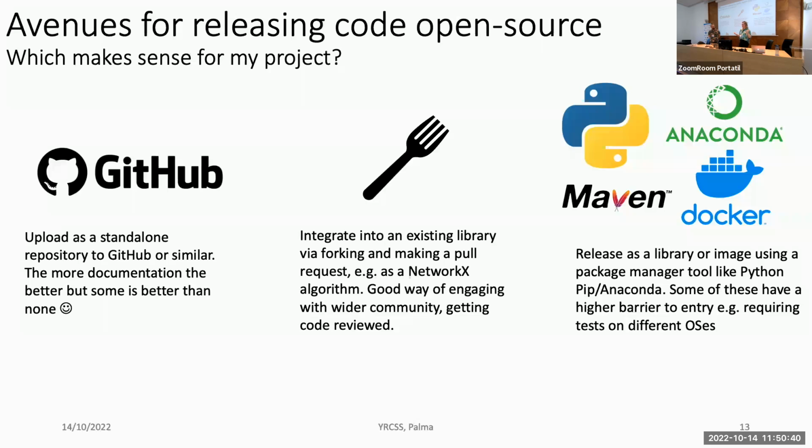A final way that could be good is releasing it as a library in Python or Java, whichever language makes sense. For example, pip is a Python package manager, and this can have a higher barrier to entry. I think we were finding with Conda that you have to show that the code works on different operating systems before it can go out there. But if you can get to that stage, maybe later in the project, it's great because usually the installation is easier for new users.